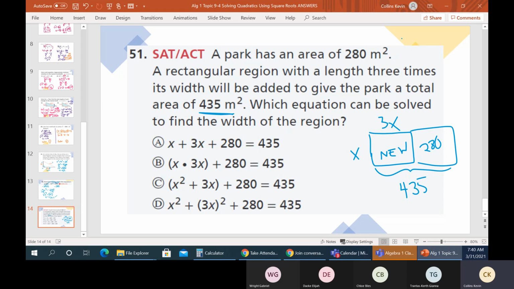So the real question is, in order to figure out the area of the new part, what do I have to do with these numbers? What's the formula for figuring out the area of a rectangle? Well, remember, it's the length times the width. So that means I would have to multiply x and 3x together. So based on my answers here, which one multiplies x and 3x together? What do you think? A, B, C, or D?